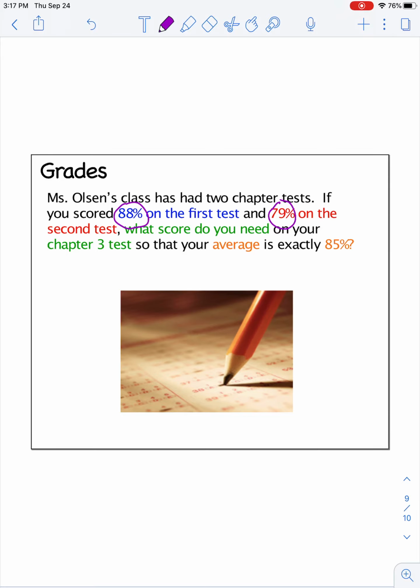Well, how do you find the average? Well, you're going to add those 3 test scores together and divide by 3. That's how you're going to find the average. So what that means is you're going to take the 88 score plus the 79 score, and you don't know the third score, but you're going to divide all of that by 3 and set it equal to 85.